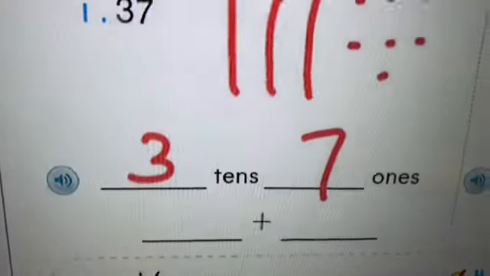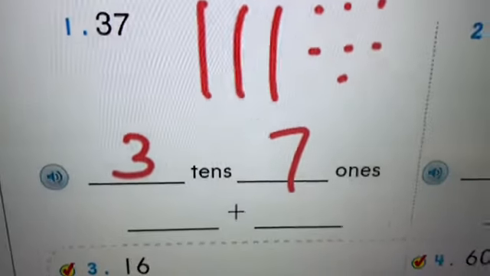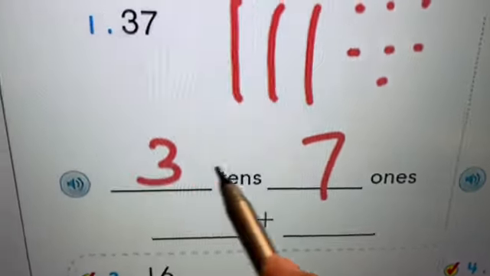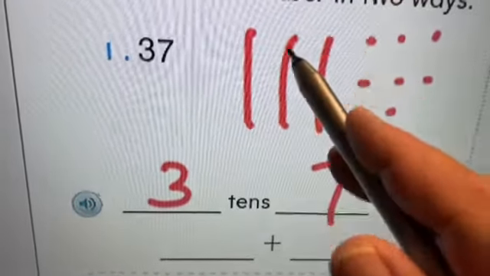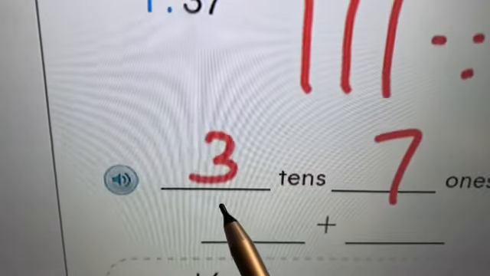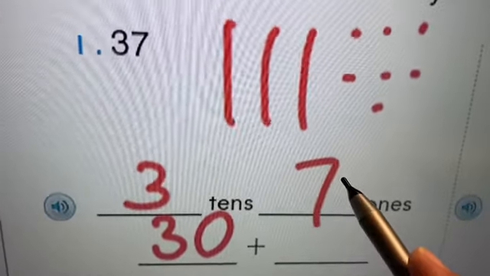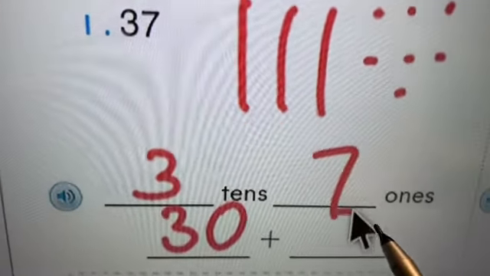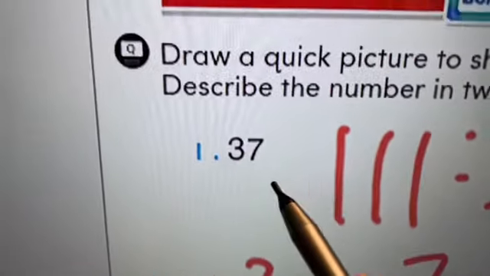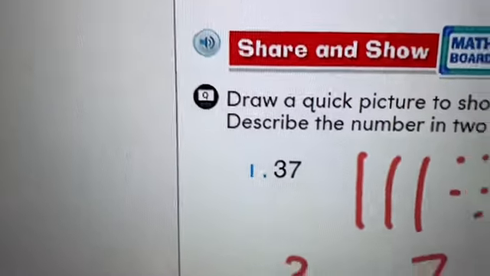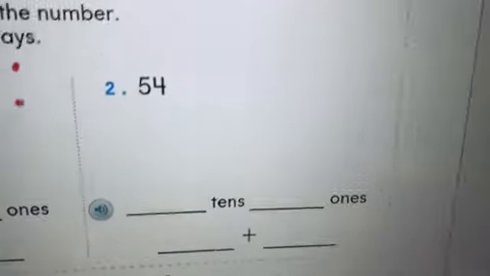Now we're going to come down here and look at the value. What's the value of 3 tens? Well, if I count by 10, I go 10, 20, 30. And I'm going to add the value of 7 ones, which is 7. And that gives us the answer, 37. We're going to do the same thing here.